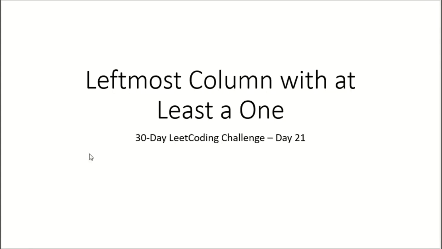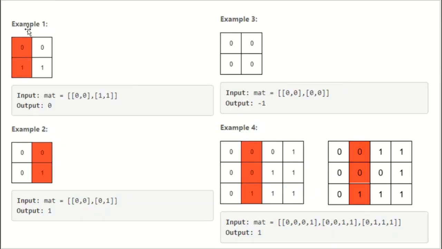So in this video, I'm going to solve the problem leftmost column with at least 1. To demonstrate what this problem is asking us to do, I'm going to show you 4 examples from LeetCode. We're given a matrix and we have to find the leftmost column which has at least 1 in it.